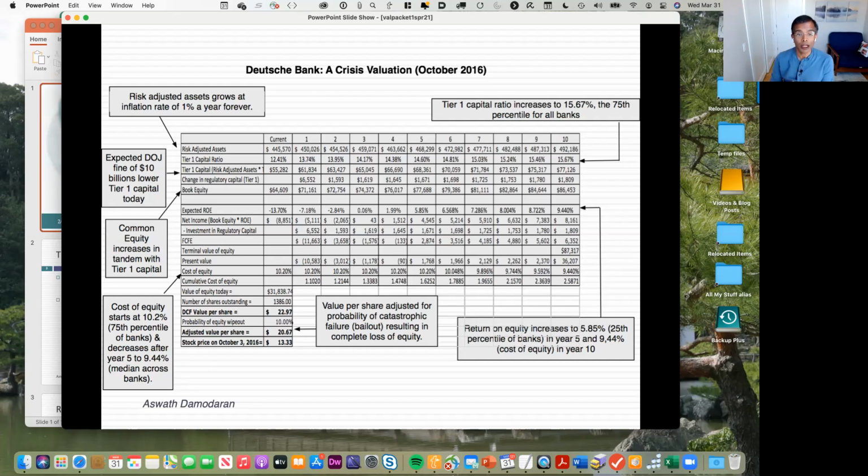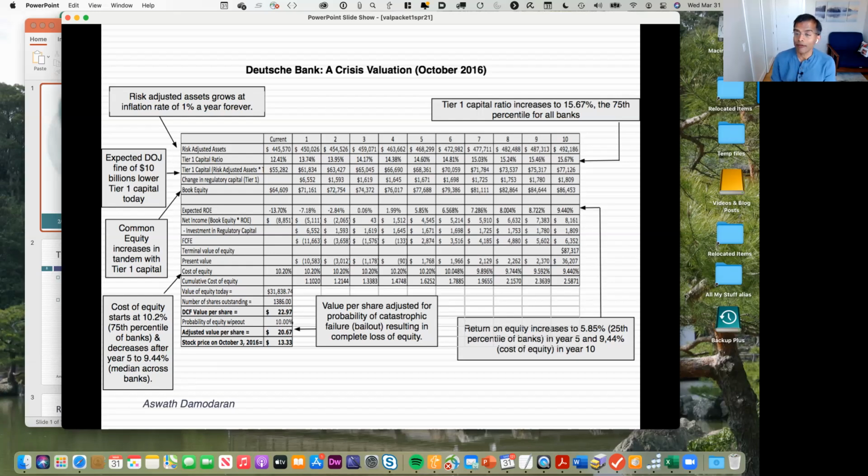So in my story, the bank recovers, it earns its cost of equity. I discount those cash flows back at the cost of equity. The value per share that I get for Deutsche is about $23 per share. Stock was trading at about $13.33.